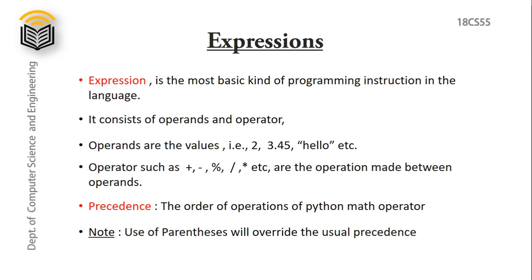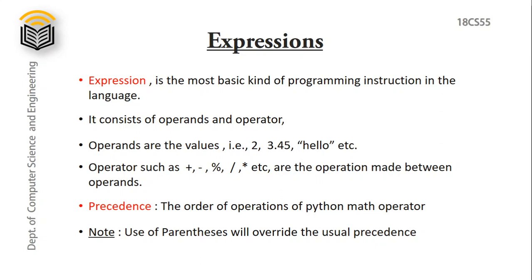Expressions. An expression is the most basic kind of programming instruction in the language. It consists of operands and operators. Operands are the values, that is, 2, 3.45, etc. Operators, such as plus, minus, modulus, division, etc., are the operations made between operands.